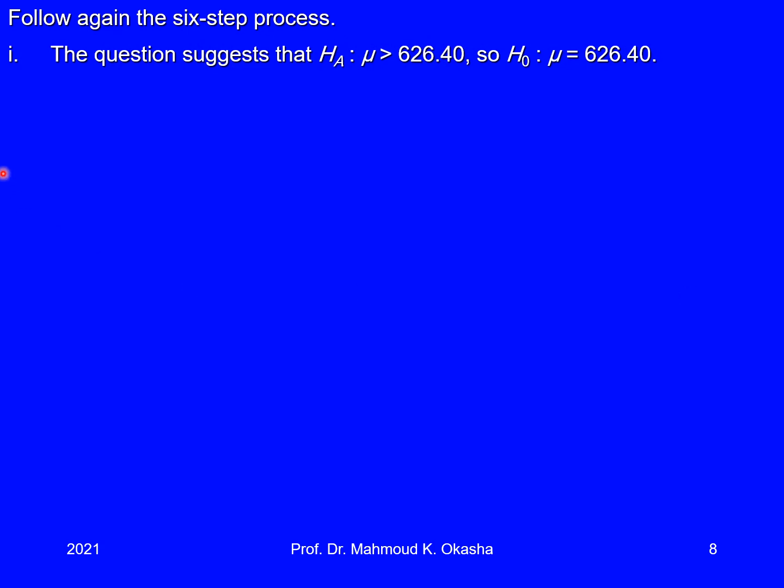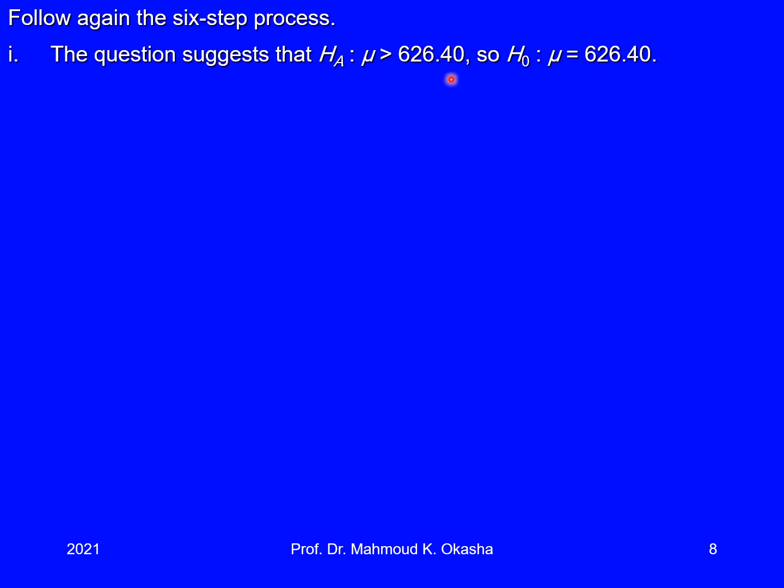Then the first step: we will follow the 6 steps which we described earlier. Now we follow all the 6 steps from the beginning. The first step is, the question suggests that always we have H naught: mu equals mu naught, which is what?